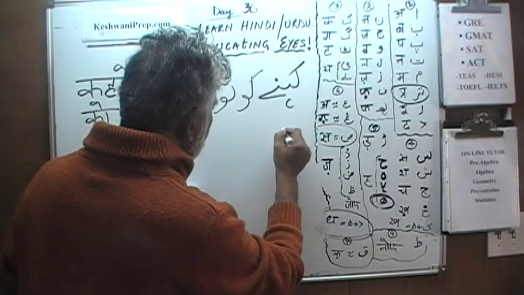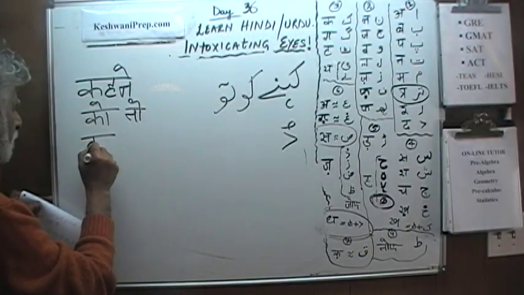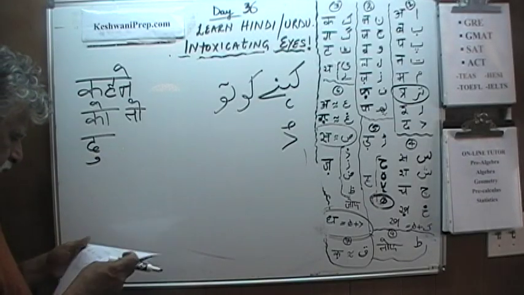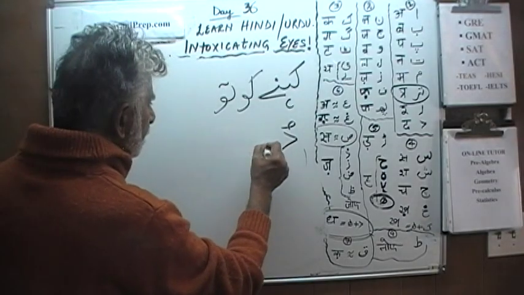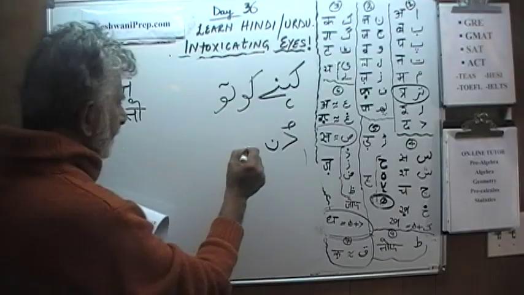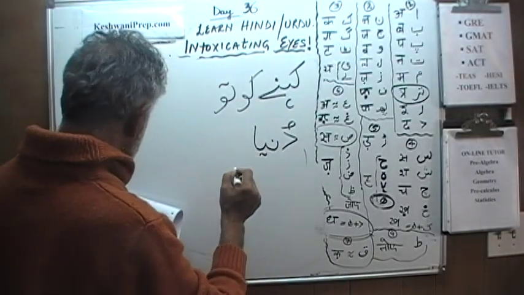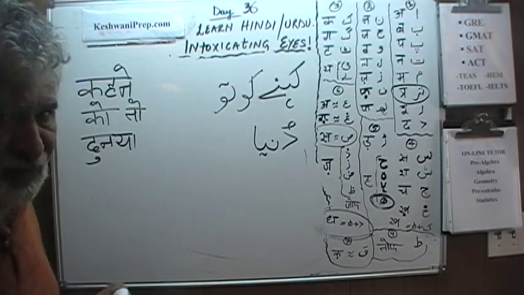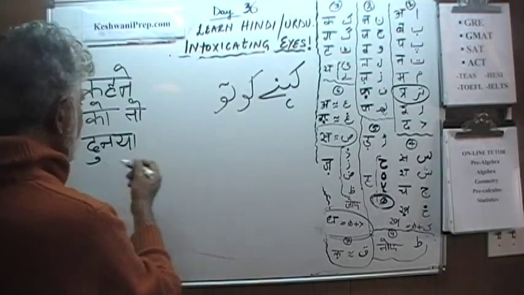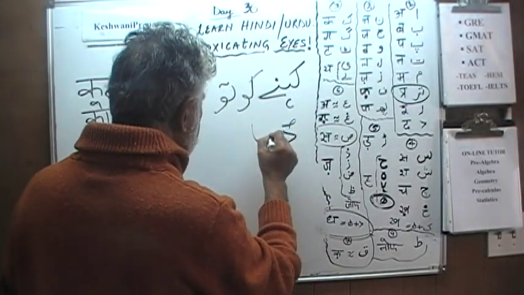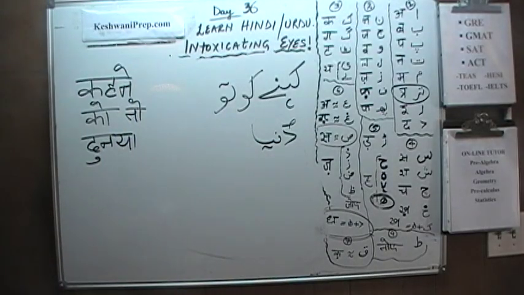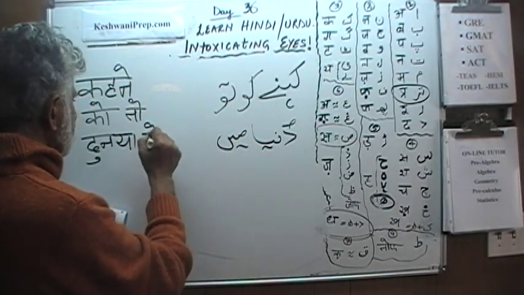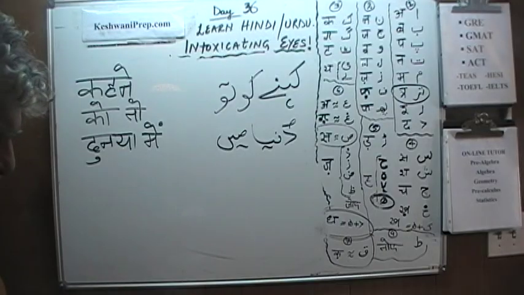दुनिया में दो छोटी यू की मात्रा, न, and then ये and alif दुनिया. Let me rewrite this word freehand. कहने को तो दुनिया. This is how we write when you write it freehand. दुनिया में with a nun gunna. कहने को तो दुनिया में.